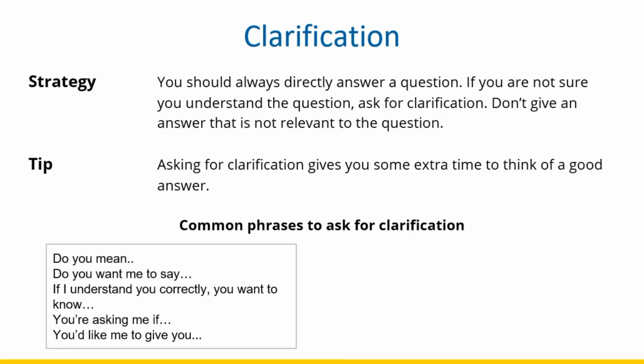When you're asking for clarification, you can use the following phrases you have in the box. So these are common phrases to ask for clarification, such as: do you mean, do you want me to say, if I understand you correctly, you want to know, and continue your idea. You're asking me if, and you would like me to give you. So these are the types of phrases you can use for clarification.